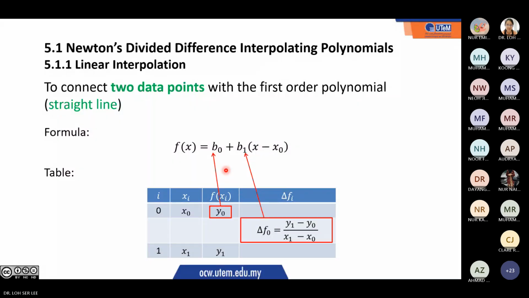Then, since you have 2 data points, this is your table. The first point, the second point, we just need to find for this. This is the triangle. To get this, you use y1 minus y0 divided by x1 minus x0. You will get the value here, and this value will be your b1. Your first y value is your b0, and your x0 comes from here.